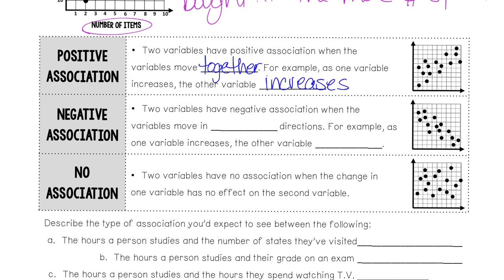All right, now let's talk about a negative association. Two variables have a negative association when they move in opposite directions. And if you notice, the data kind of trends downward, as opposed to the positive one, where the data kind of trends upward, like from left to right. You see the difference?